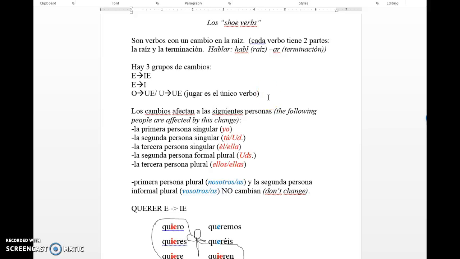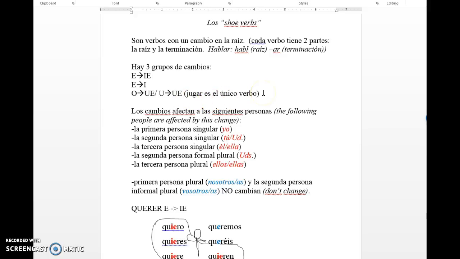So we have three kinds of changes that happen in these stems. Three major changes. The first group is the E to IE. This is going to be your largest group. We have E to I. This is your smallest group. And then the group in the middle is the O to UE. Okay, that's the middle group. And I always put the U to UE with it. But remember, jugar is the only verb that's going to do this.